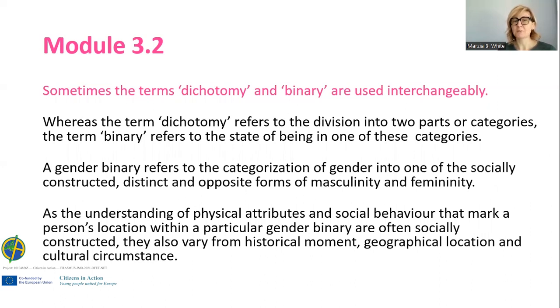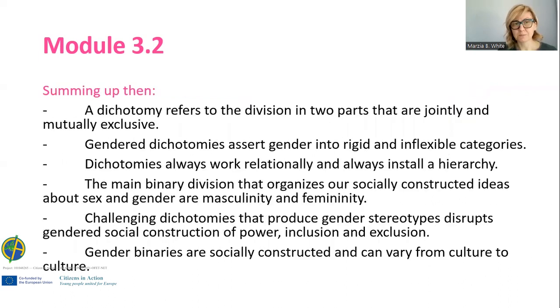Sometimes the terms dichotomy and binary are used interchangeably. Whereas the term dichotomy refers to division into two parts or categories, the term binary refers to the state of being in one of these categories. A gender binary refers to the categorization of gender into one of the socially constructed, distinct and opposite forms of masculinity and femininity, as the understanding of physical attributes and social behavior that mark a person's location within a particular gender binary are often socially constructed. They also vary from historical moment, geographical location, and cultural circumstance.